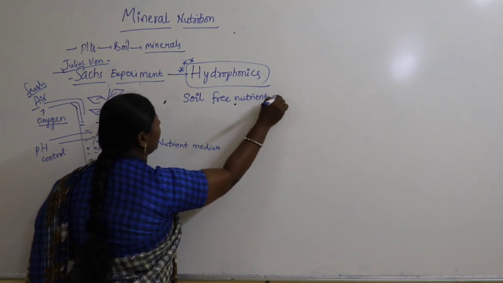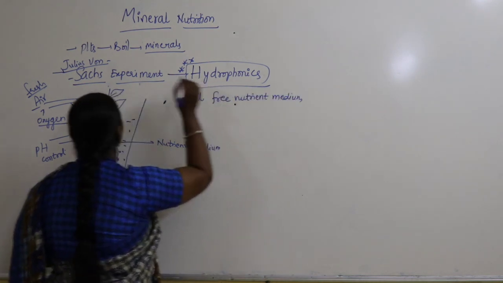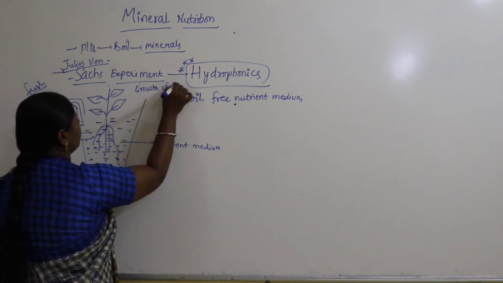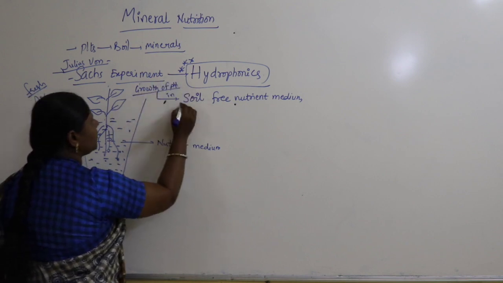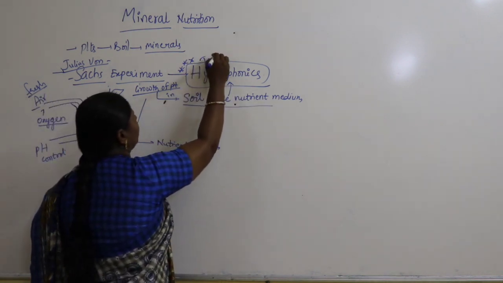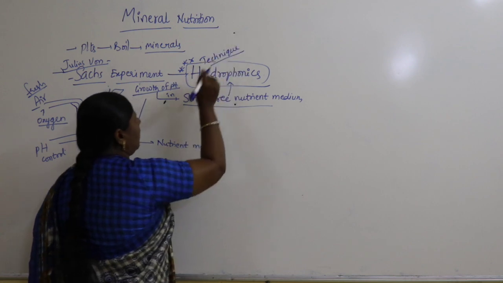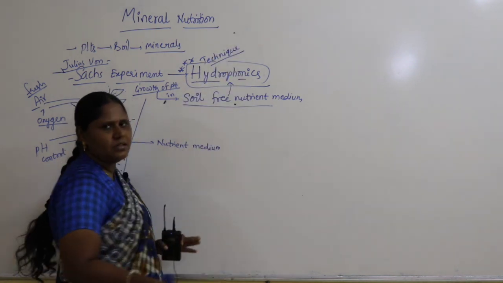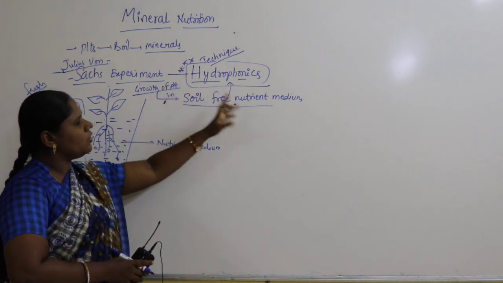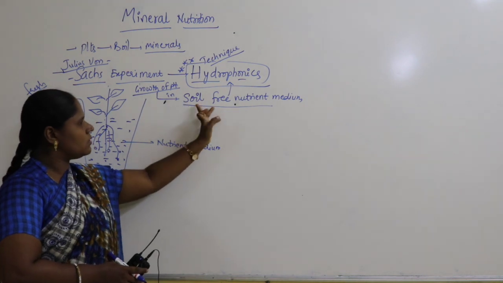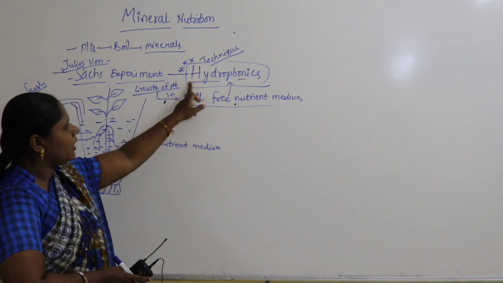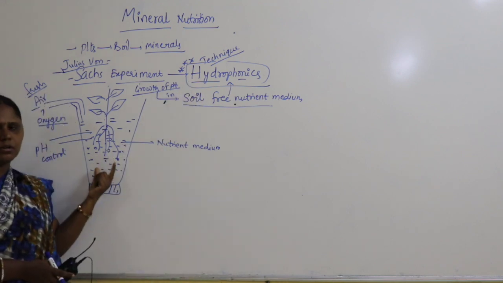So what is hydroponics? The growth of the plant in a soil free nutrient medium is called the technique hydroponics. Hydro means water, ponics means balanced with nutrients, so it is called hydroponics. Soil free nutrient medium: there is no soil, it is fully enriched with only nutrients. That technique is called hydroponics, and initially they were not successful.